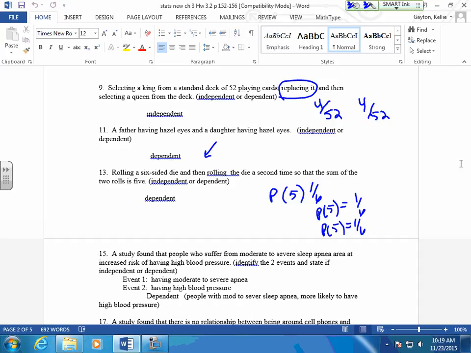Okay, so that is a... Oh, what does this say? Because if you're doing the sum, don't you have to do both going in? Sum. Oh, I'm sorry, the sum. Oh, the sum. That's what I totally missed, was the sum. Yes. Sorry about that. I missed the sum. Yes. The sum changes it, makes it a dependent event.